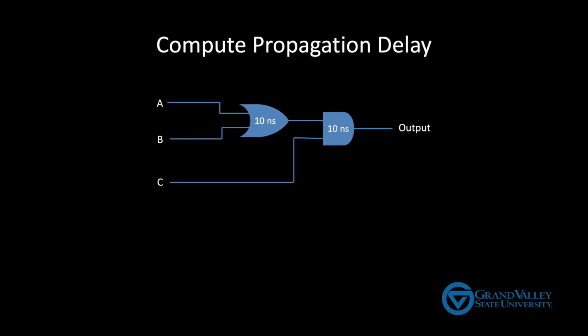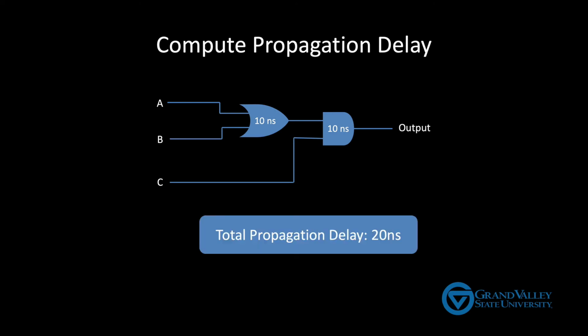When you chain gates together, you simply add the propagation delays. Here, each gate has a 10 nanosecond delay, so the total propagation delay is 20 nanoseconds. When input A changes, we must wait 10 nanoseconds before we're sure that the output of the OR gate is done changing. And then because in the worst case, that OR gate could have changed its output at time like 9.99999, we must wait another 10 nanoseconds to make sure the output of the AND gate is then stable.